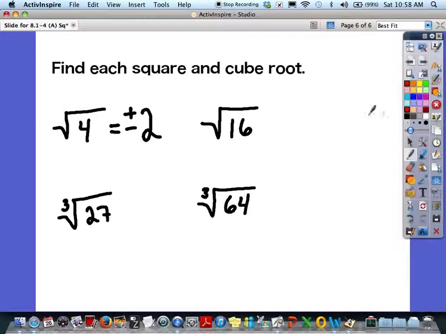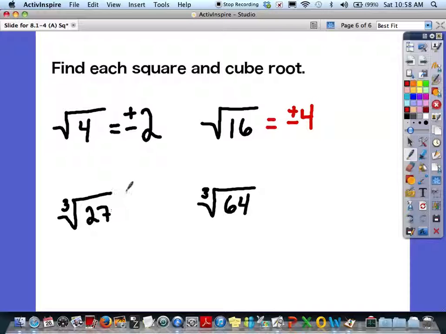Similarly, I'm going to change my color here on my ink. What times itself equals 16? Well, we know 4 does. 4 times 4 is 16. But a negative 4 does as well. So I'm going to write plus or minus 4. And if you want to, you could write it like this. There's nothing wrong with writing the answer like 4 or negative 4. The only reason I abbreviate like this is because it saves room, and it's mathematically acceptable to do that.